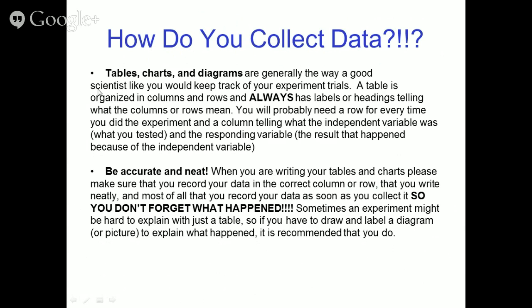How do you collect data? Tables, charts, and diagrams are generally the way a good scientist like you would keep track of your experimental trials. A table is organized into columns and rows and always has labels and headings telling what the columns or rows mean. You will probably need a row for every time you did the experiment and a column telling what the independent variable was, what you tested, and the responding variable, the result that happened because of the independent variable.